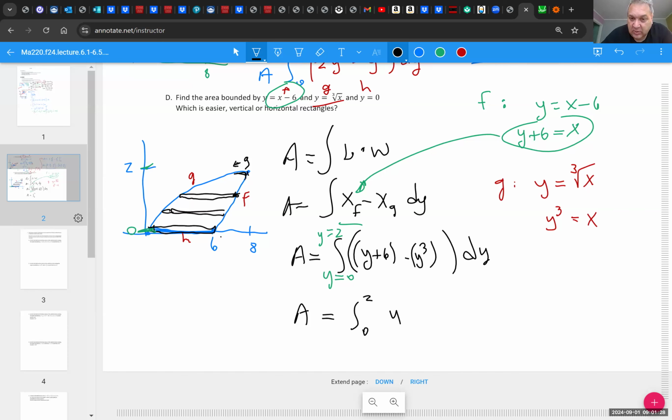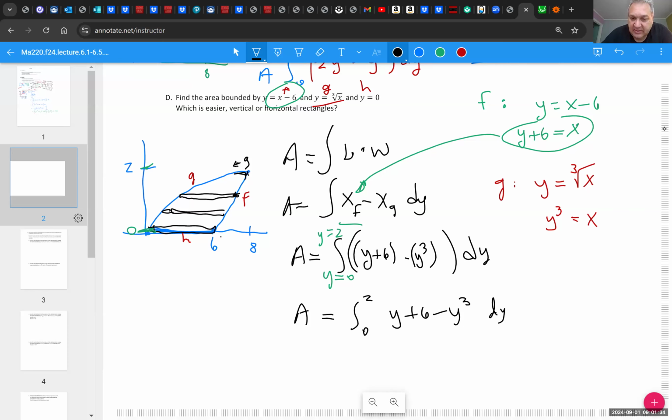So this would be y plus 6 minus y cubed. There's actually nothing really combined together. And then I would get integral of y is y squared over 2. Integral of 6 is 6y. Integral of y to the third is y to the fourth over 4. And then I plug in 2 first, plug in 0 second, subtract the two, and that's what my area is.